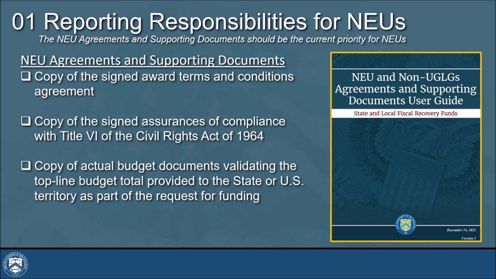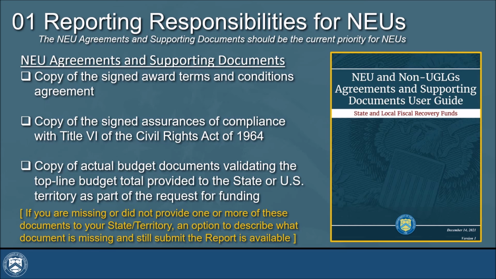So on this last one, if you only provided a top line budget figure to the state and territory, this would be any budget documents your jurisdiction has available to justify and validate that top line figure. There's no specific format or form that we're looking for on the third document here.